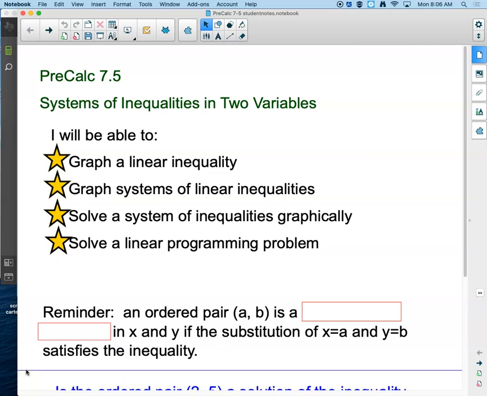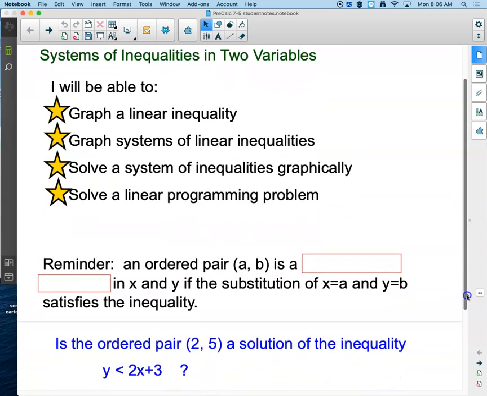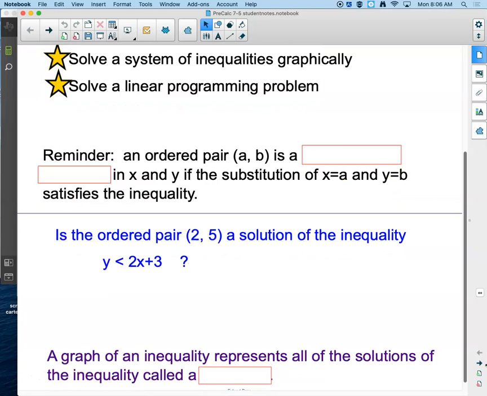So we will be able to graph a linear inequality, graph systems of linear inequalities, solve a system of inequalities graphically, and then we'll get to the point where we solve a linear programming problem. I'm hoping that we get to one today that doesn't have the word problems involved, and that tomorrow we can focus on the ones that have words that we have to translate into that system of inequalities. So the key here is remembering where we find solutions to systems.